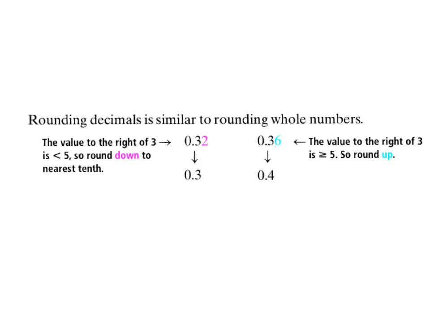Rounding decimals is similar to rounding whole numbers. Say we want to round 0.32 to the nearest tenth. So you're going to look at the value to the right of the 3. It is less than 5, so we'll round down to the nearest tenth of 0.3. If we had 0.36 instead, the value to the right of the 3 is greater than 5, so we round up to 0.4.